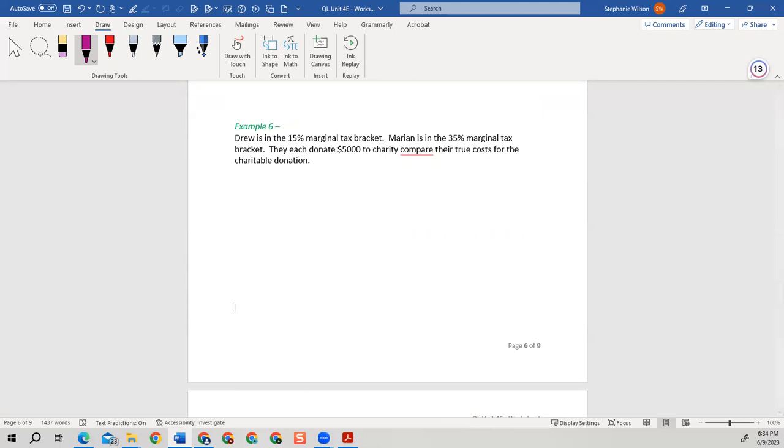In the next example, Drew is in the 15% tax bracket. Marion is in the 35% tax bracket. They each donate $5,000 to charity. Compare the true cost of their charity donations. So what you would do is take that $5,000 for Drew times that 15%. So 5,000 times 0.15, we're going to get $750.